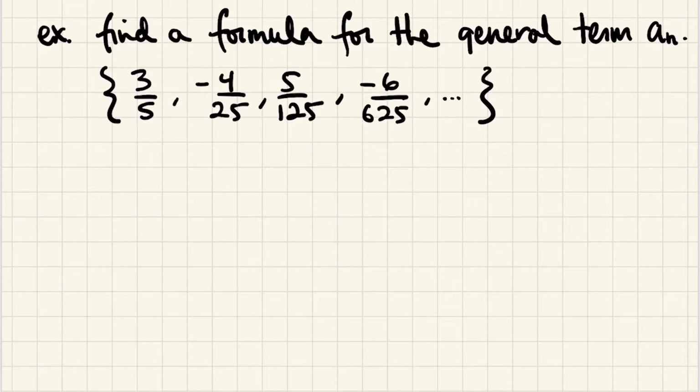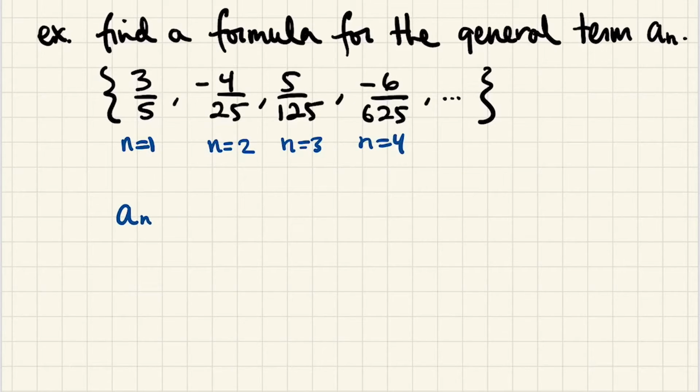Okay, so in this next set of examples, we're going to be looking for the formula for the general term. Now, the formula for the general term does depend on how we index the sequence. So all things considered, just assume that we always start at 1 unless there's a specific reason why we wouldn't. So this is n equals 1, n equals 2, n equals 3, n equals 4.